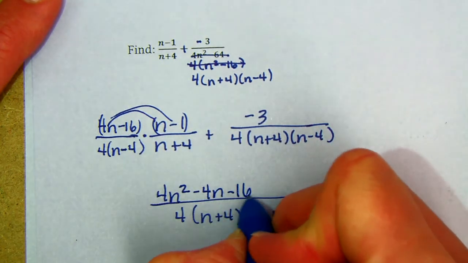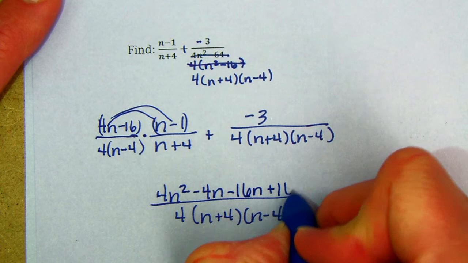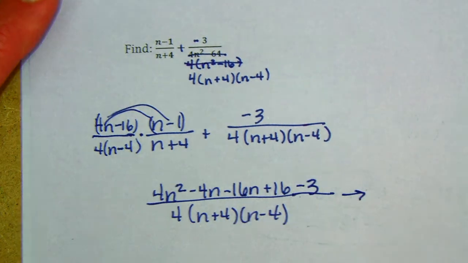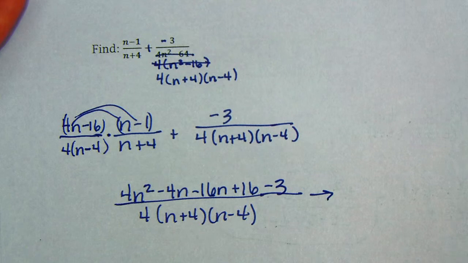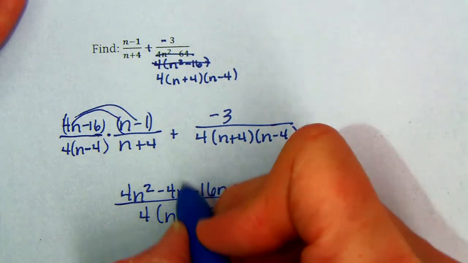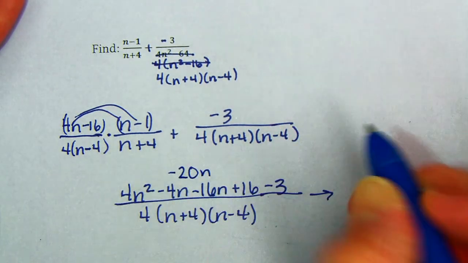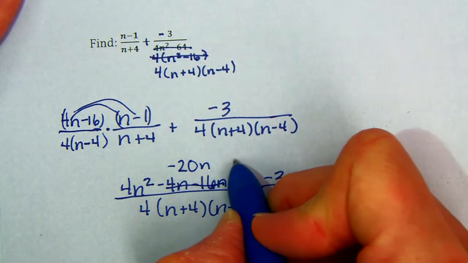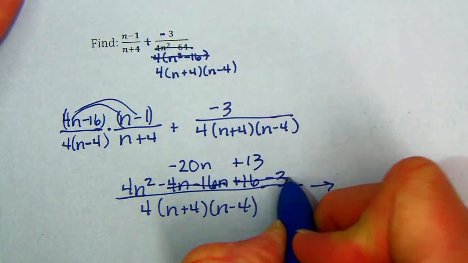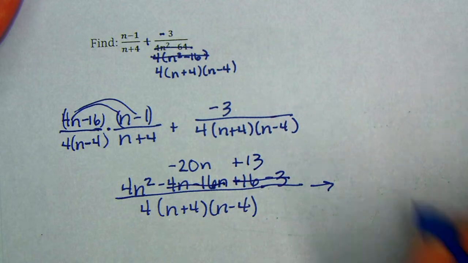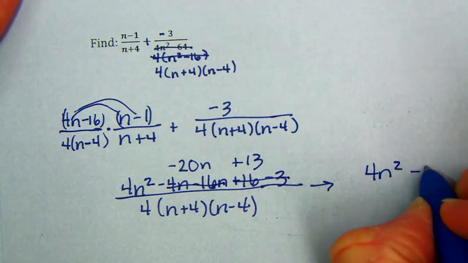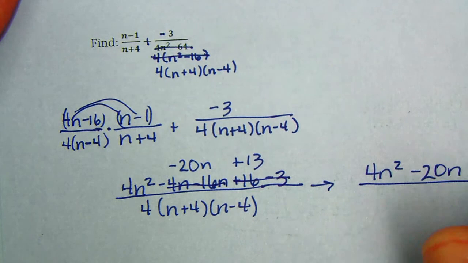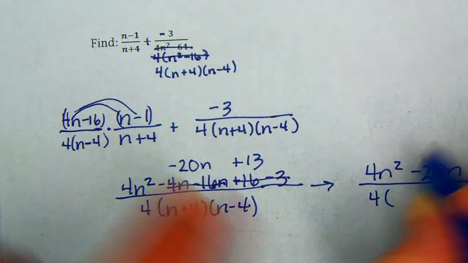Combine like terms. Let's see. This is going to be minus 20n when I combine these two, and this is going to be plus 13 when I combine those two. So I have 4n squared minus 20n plus 13. Can we factor that? First thing I'm going to look is, can I factor out an integer? And the answer is no, because 13 is prime. So I can't factor out an integer.